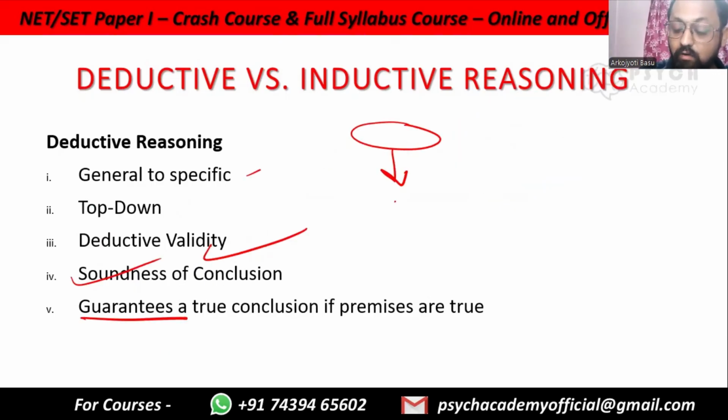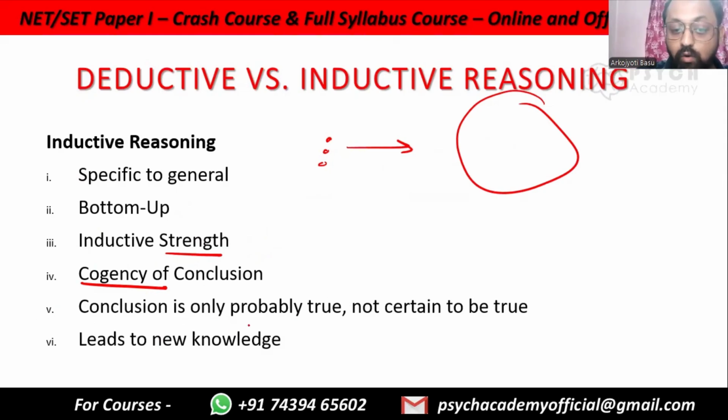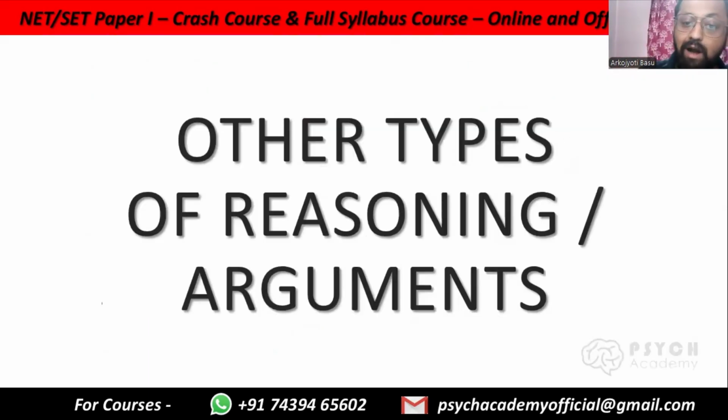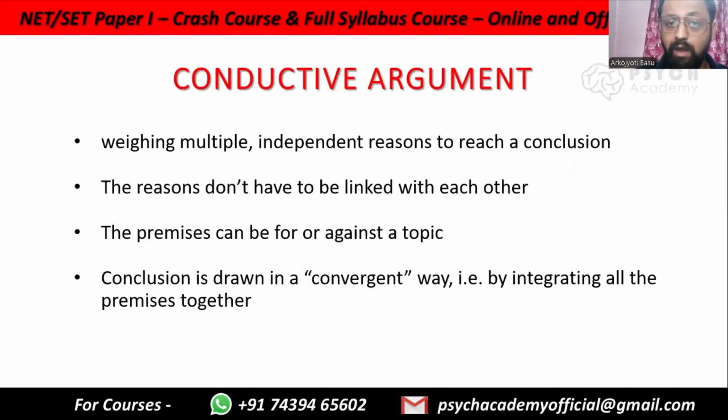Deductive guarantees a true conclusion. In inductive, the conclusion is only probably true, not certain to be true. It leads to new knowledge. These two last slides are very important. Now, other types of reasoning or arguments that we have.